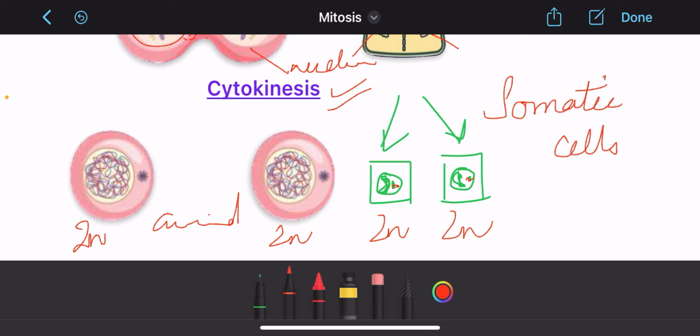Now, in the next discussion, we are going to take up the significance of mitosis and the differences between mitosis and meiosis.